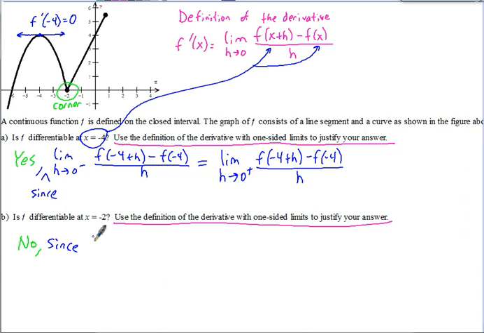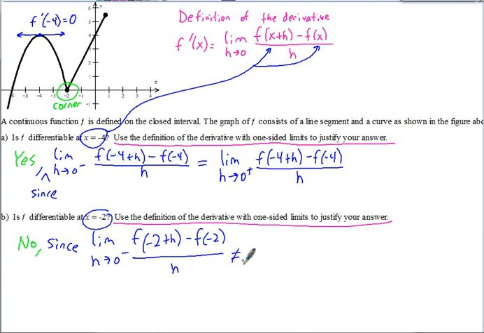So this time, the limit as h approaches 0 from the left of f of, this time x equals -2 instead of -4, so f of -2 plus h minus f of -2 all over h. This time it does not equal. From the left and the right, the slopes are approaching different things. The limit as h approaches 0 from the right of f of -2 plus h minus f of -2 all over h.